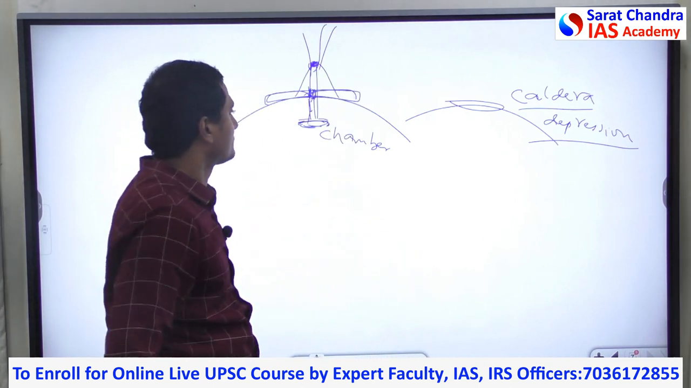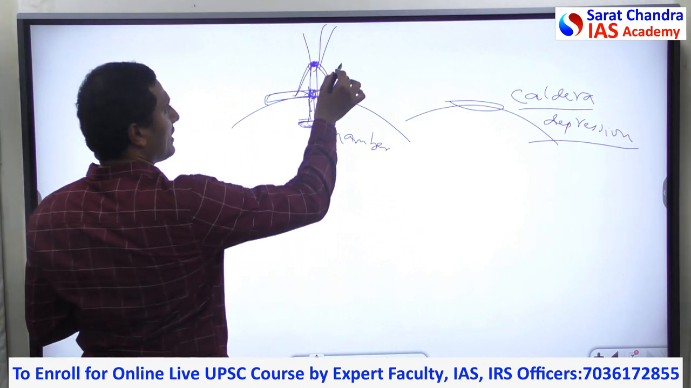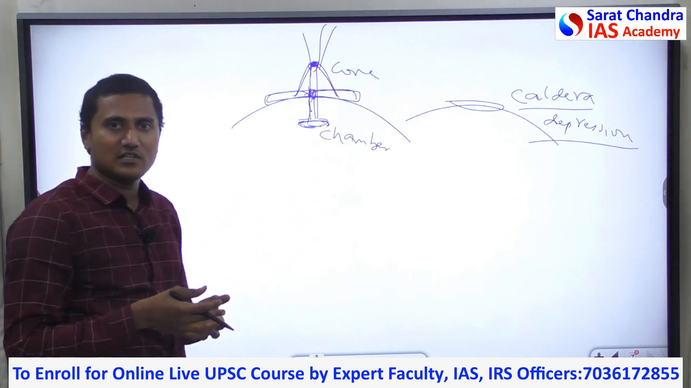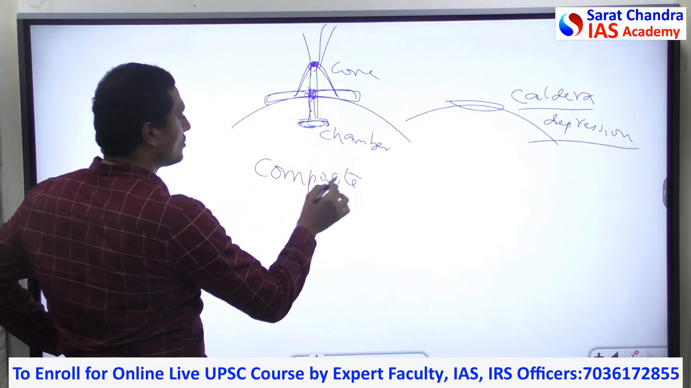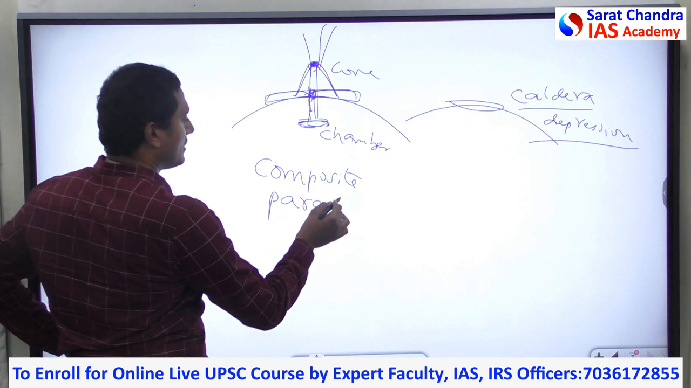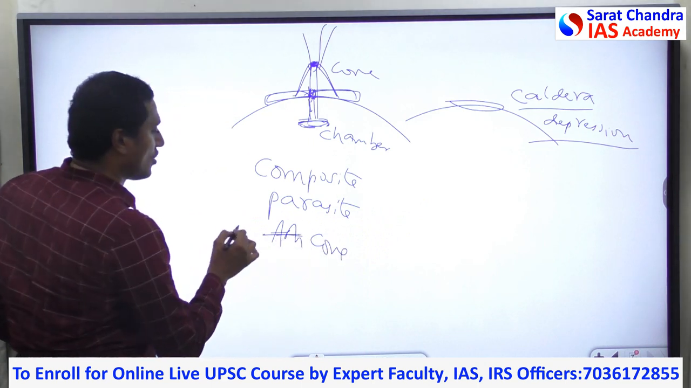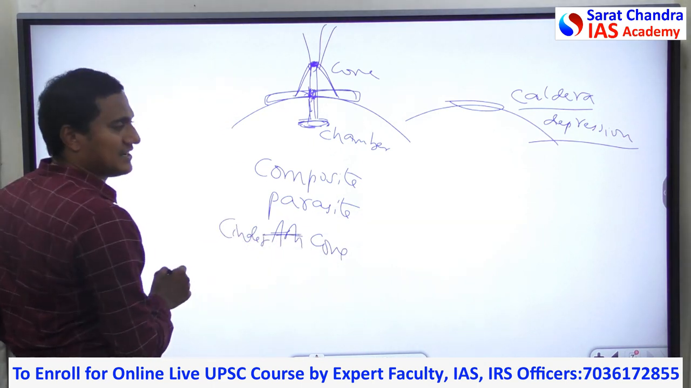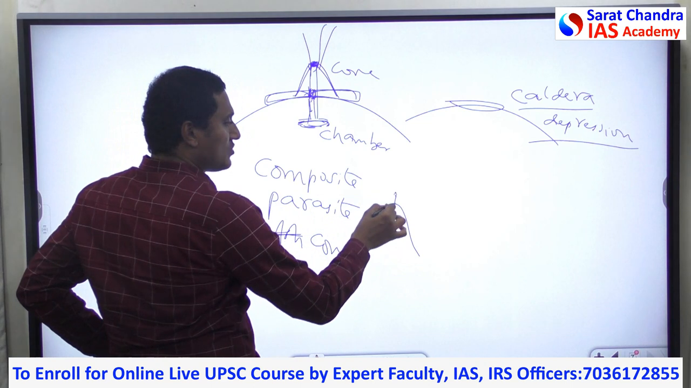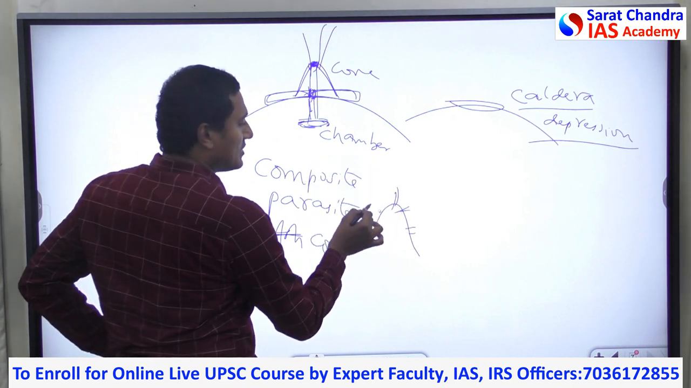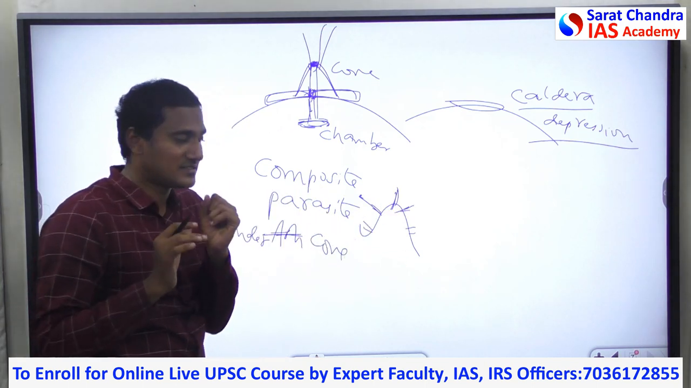Okay, friend, this is a cone, actually. This is called a volcanic cone. This volcanic cone also has different names, for example composite cone, parasite cone, or ash cone, which is also called cinder cone. It depends upon the type of material. For example, parasite cone means what, you know? In the volcanic mountain, there is not a single vent, there are multiple vents. So the magma comes from multiple places. It's called a parasite cone.